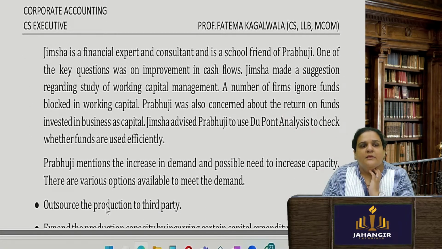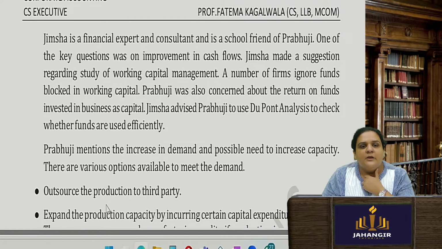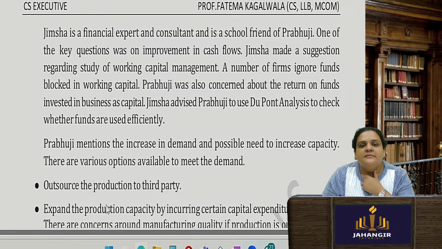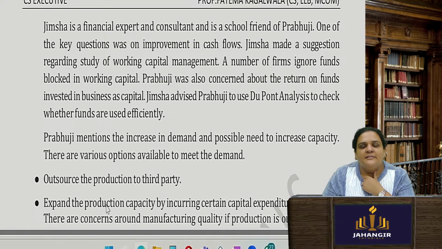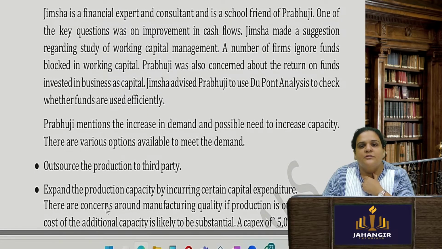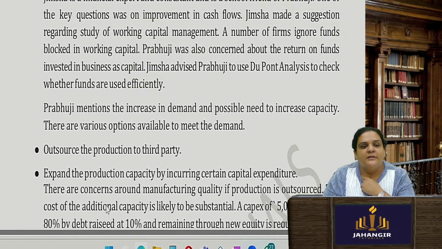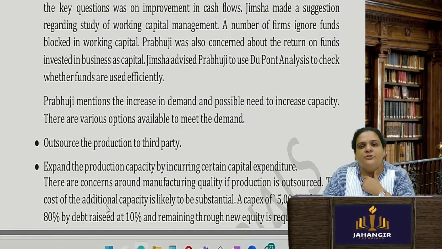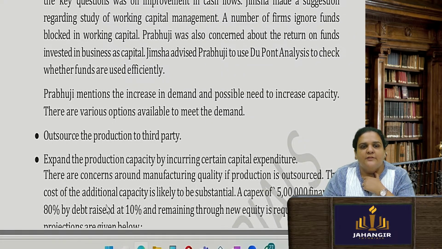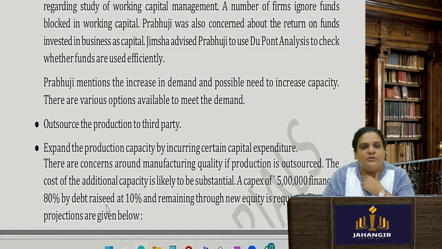Let's read. Jimmy Shah is a financial expert and a consultant and is a school friend of Prabhuji. One of the key questions was improvement in cash flow. Jimmy Shah made a suggestion regarding a study of working capital management. A number of firms ignore the funds balance in working capital. Prabhuji was also concerned about the return on the funds invested in the business as capital. Jimmy Shah advised Prabhuji to use Dupont Analysis to check whether funds are used efficiently.